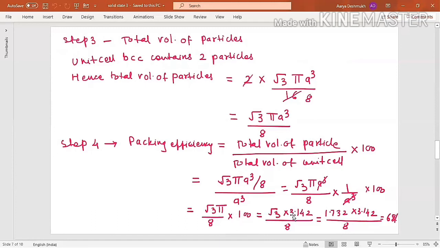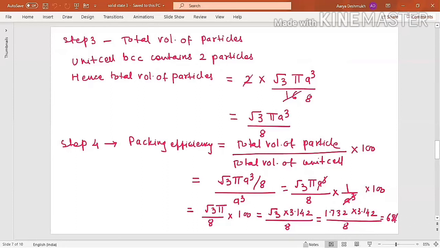Square root of 3 is 1.732, and pi is 3.142. So 1.732 into 3.142 divided by 8, multiplied by 100 of course, and the answer comes out to be 68%. So the packing efficiency is 68%. This means this is the space occupied by the particles in the body-centered cubic lattice. This is for the body-centered cubic lattice. And the remaining, 100 minus 68, whatever is left, is the empty space or free void available in this type of packing.